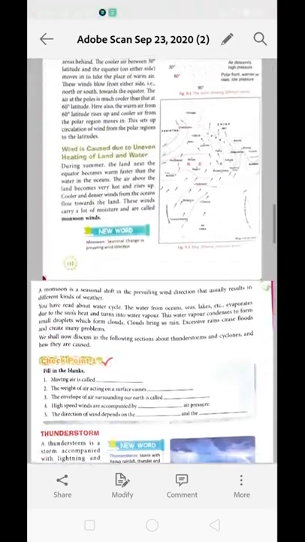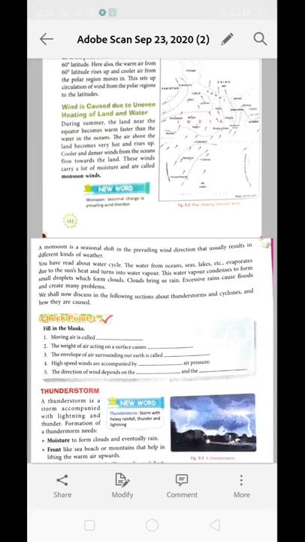Hopefully you have understood it properly. If you still have problems, then ask questions regarding the chapter. First question, the question of checkpoint 1: moving air is called wind. Second question, the weight of air acting on a surface causes air pressure. Understood? Third question, the envelope of air surrounding our earth is called atmosphere.